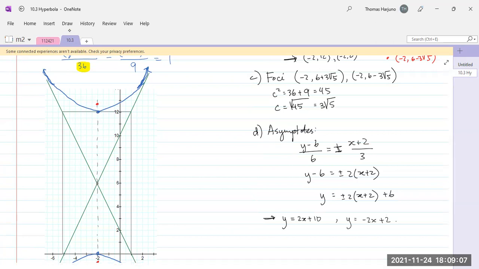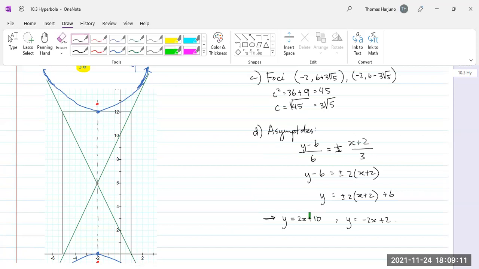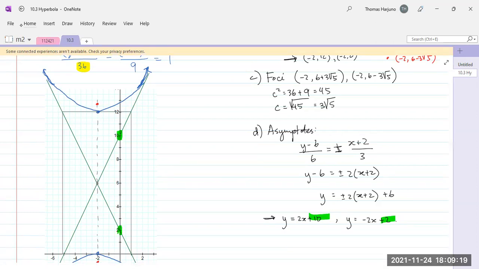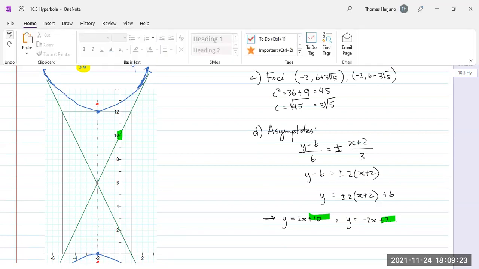Oh, you know what? Do you think it's not a coincidence? From here, you see the y-intercept is 0, 10. The y-intercept is 0, 2. Dang, that's so nice, huh? Okay. We don't need that, but it's nice to be able to see that relation though.